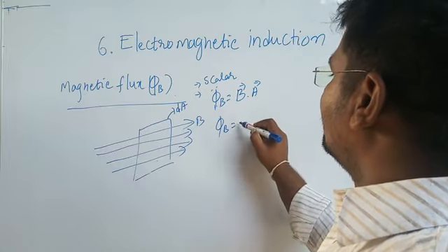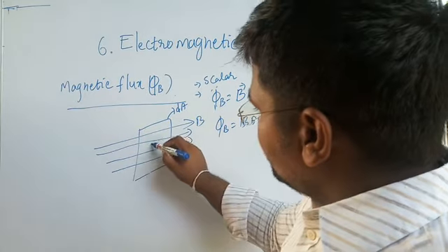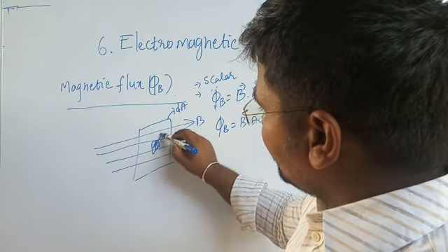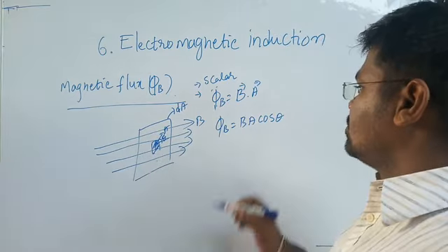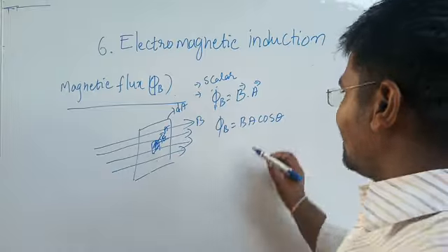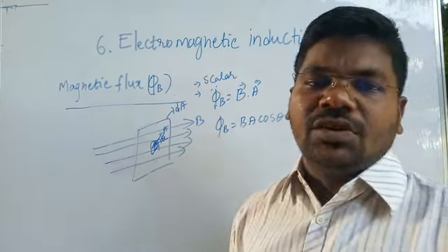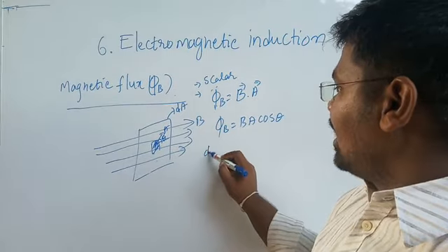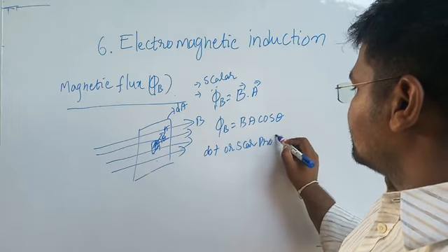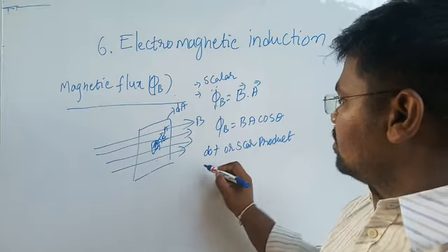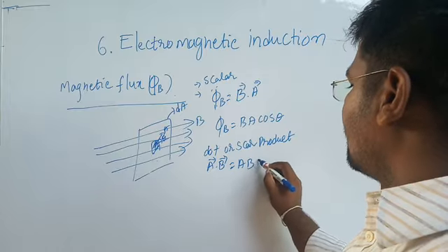Being a scalar quantity, we can write it as BA cos theta. Area is also a vector, the area vector. The angle between B and A gives phi B equals BA cos theta. This magnetic flux may be positive, zero, or negative, according to the dot or scalar product. We know that A dot B equals AB cos theta.